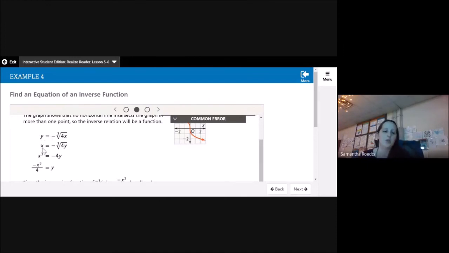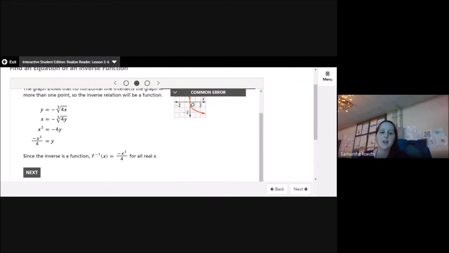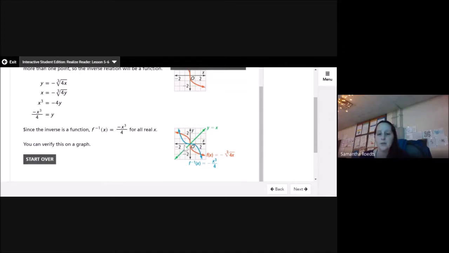In order to solve for y, I have to cube both sides. So I get x cubed equals negative 4y. Divide both sides by negative 4. So I get y equals negative x cubed over 4 for all real x. You can verify this on the graph as well. Red was my original, blue was my new one.